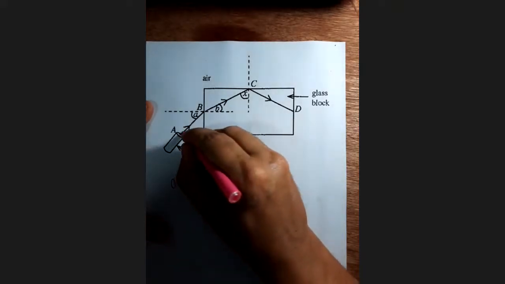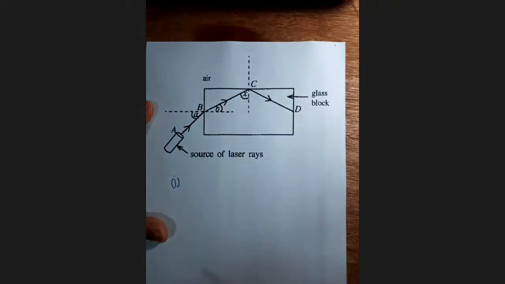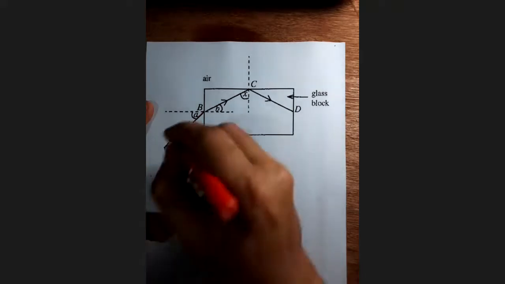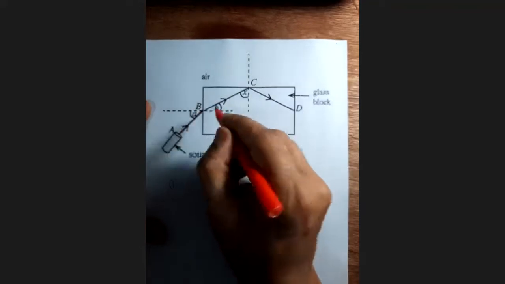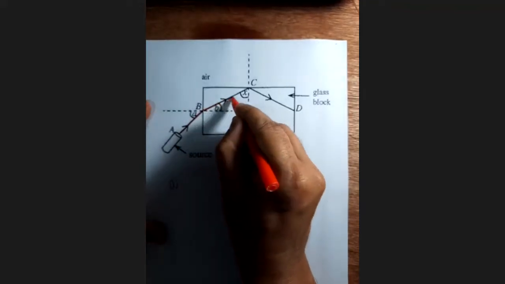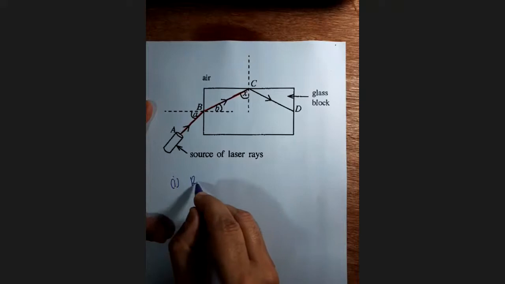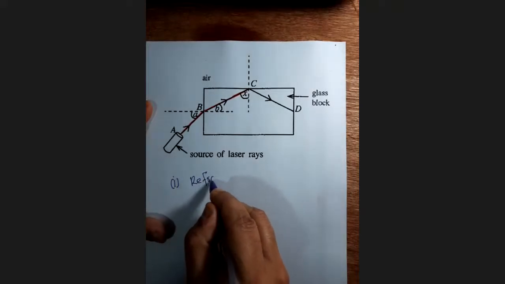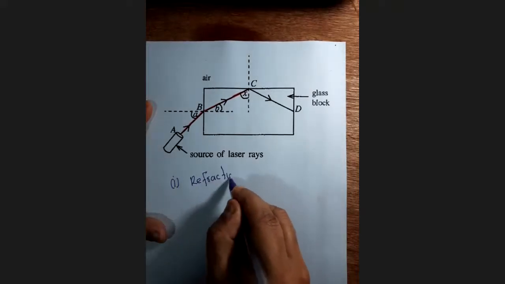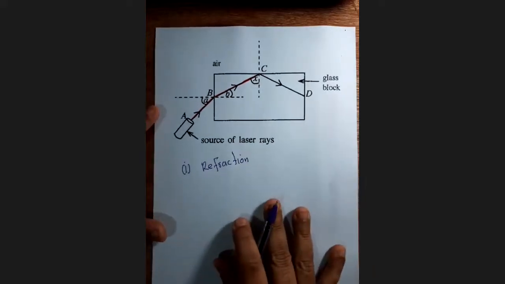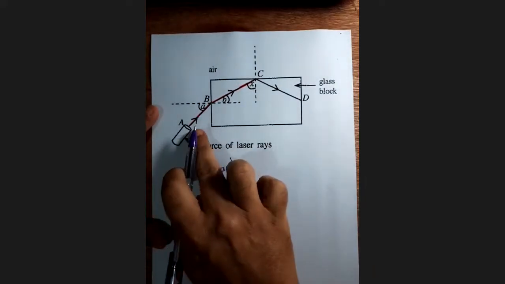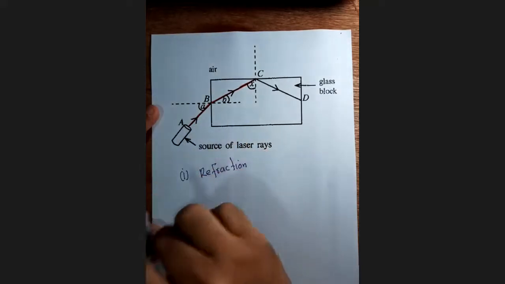Here the light ray is traveling in this manner, then it moves like this, so it's bending. If you write refraction as the answer, it is enough. It is refraction. Moving from one medium to another medium, bending, refraction.